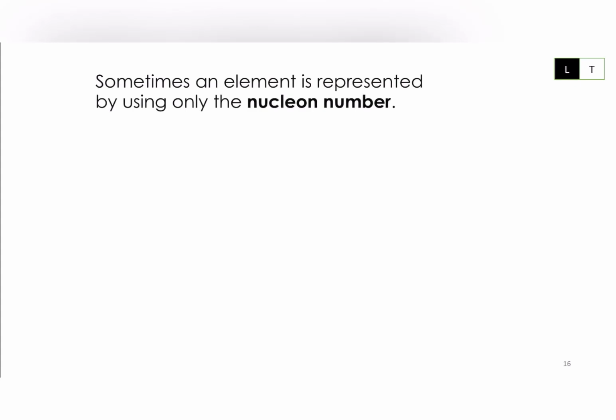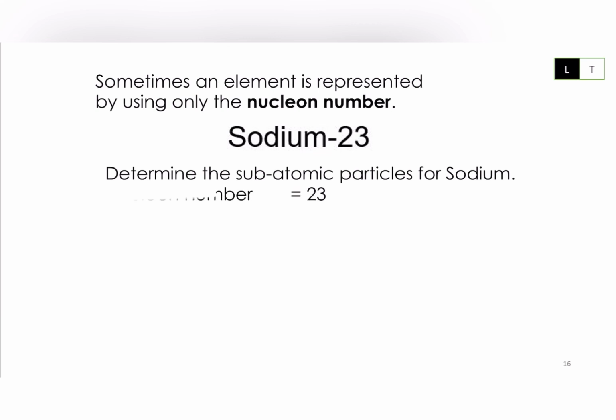I have one more example, where usually an element is represented by using the nucleon number, as in this one, sodium-23. So how do you determine this when you get this kind of question? First things first, this number 23 is referring to the nucleon number. So you have that as your first piece of information. The next one, you are going to determine the subatomic particles. There are 3 of them: the number of protons, neutrons, and electrons.